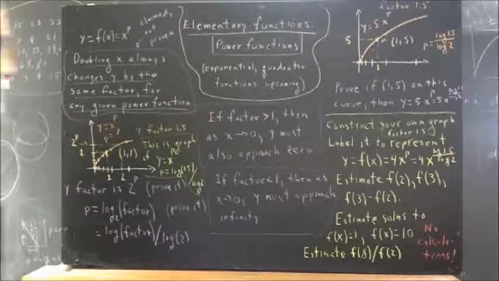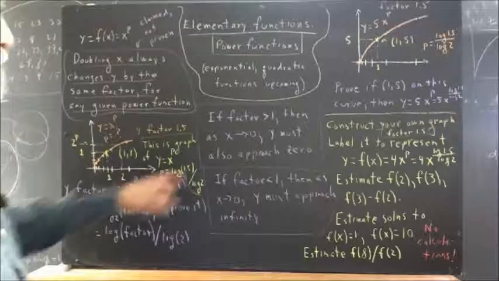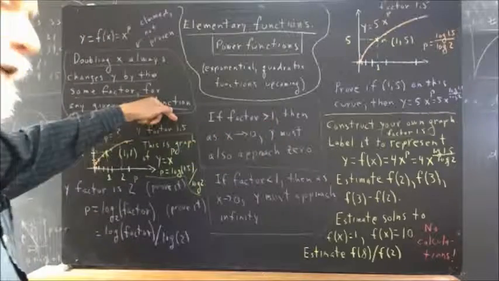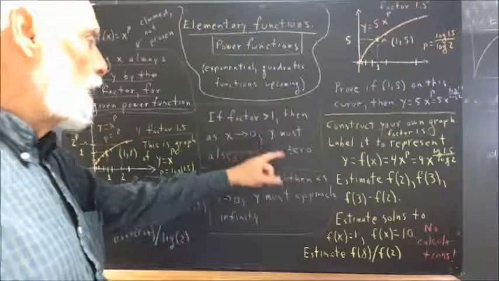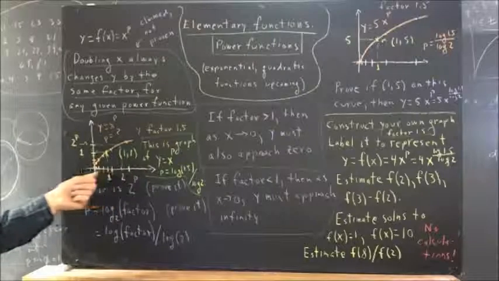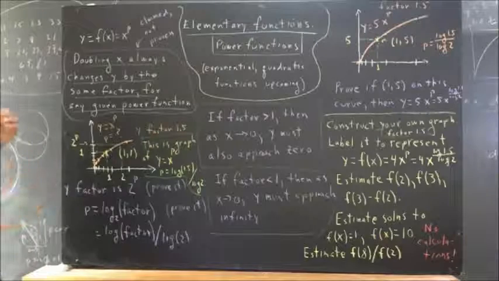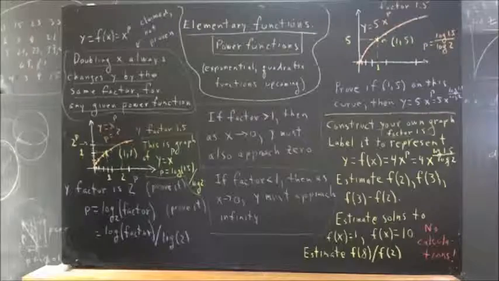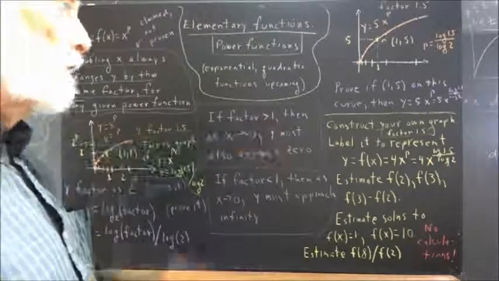Okay. Another thing. I'll say here, if the factor is bigger than 1, if this factor is any number bigger than 1, then as x approaches 0, y must also approach 0. Now, I just talked about how as you keep cutting x in half, the y's change by factor 2/3, which makes them move closer and closer to 0. That's certainly true for this factor. I'm saying that's true for any factor greater than 1.